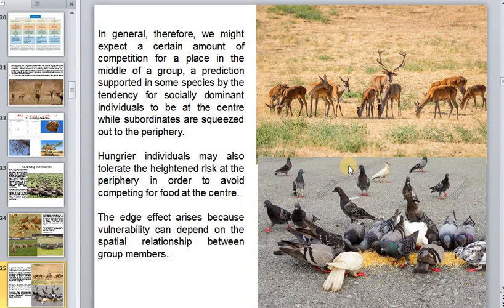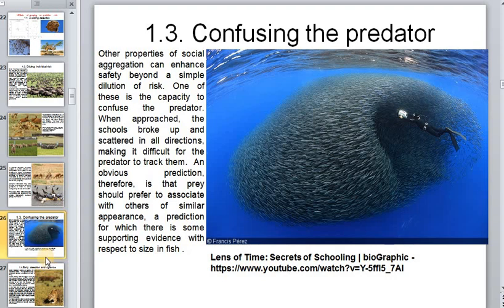Hungry individuals may also tolerate the heightened risk in the periphery in order to avoid competing for food, like the competition at the center. The anti-predator effect arises because the vigilant and the vulnerable can depend on the spatial relationship between group members. And here we see one more slide, confusing the predator, talking about it.